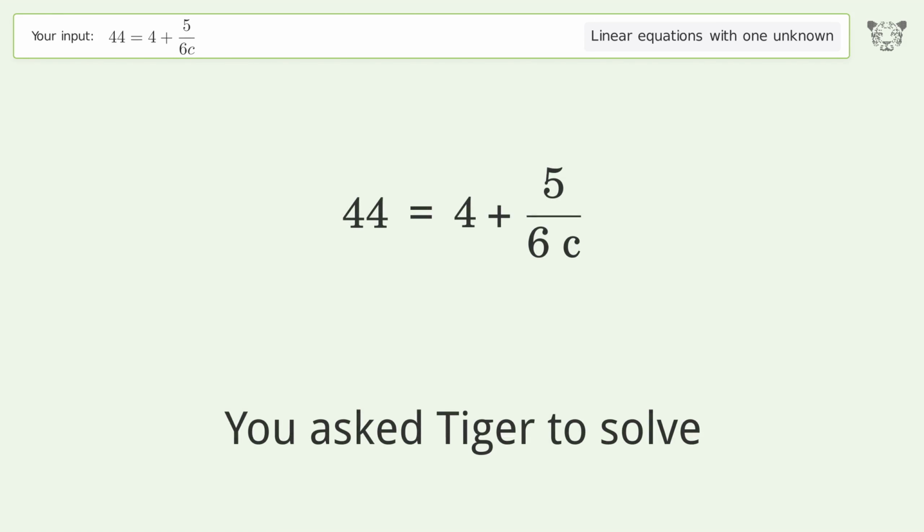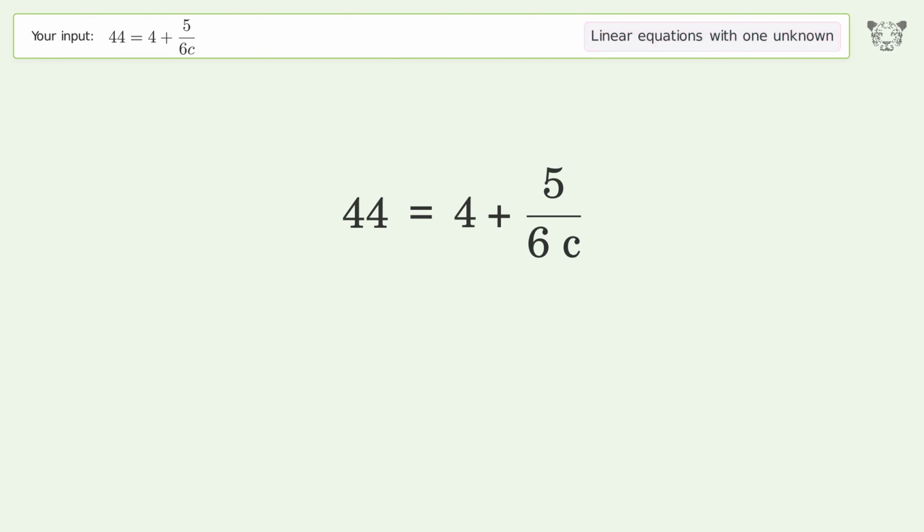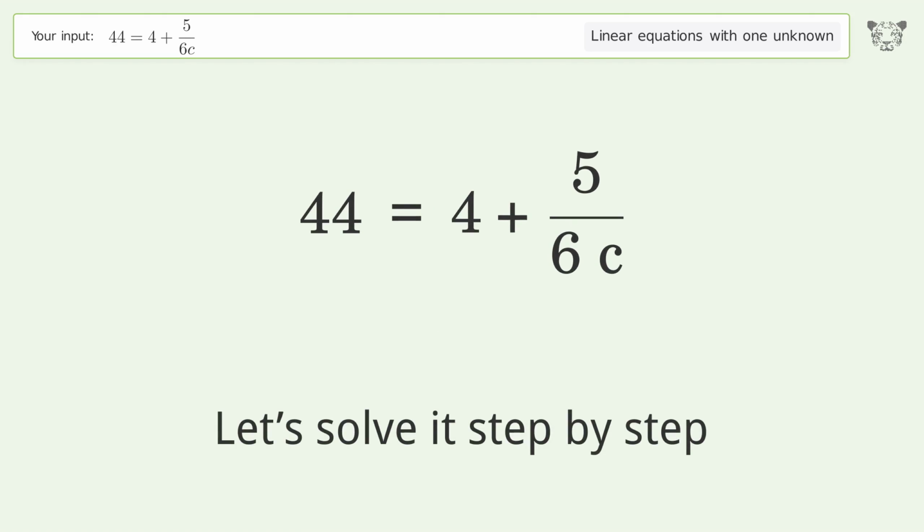You ask Tiger to solve. This deals with linear equations with one unknown. The final result is c equals 1 over 48. Let's solve it step by step.